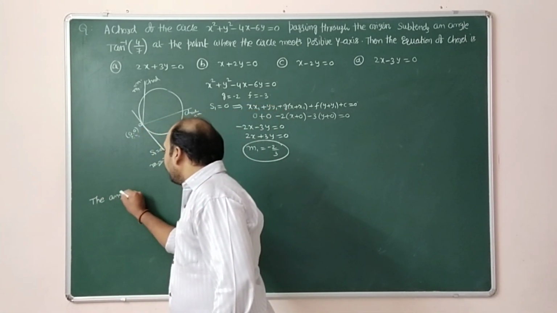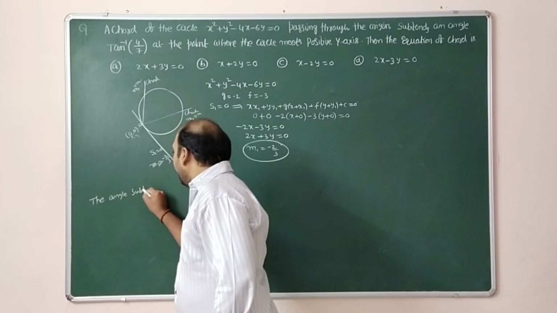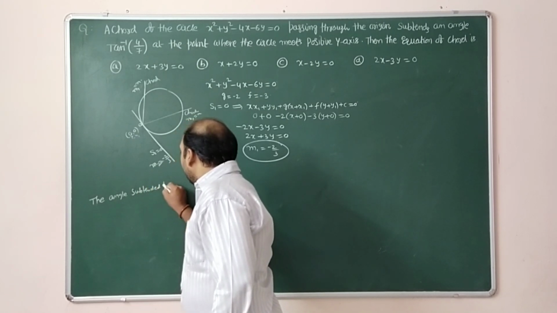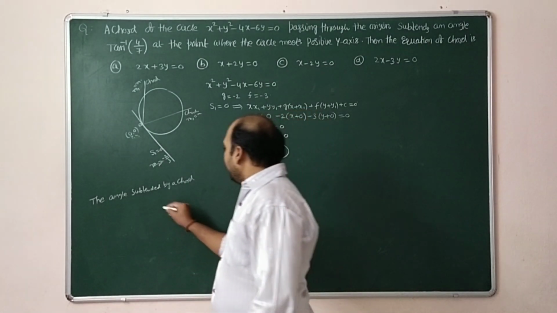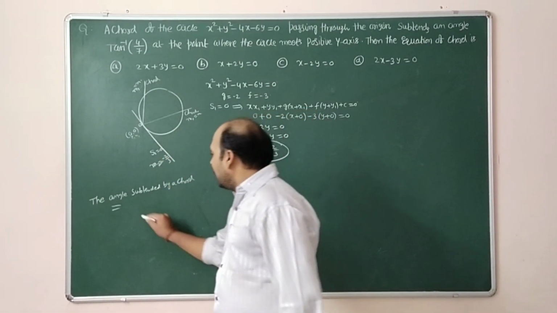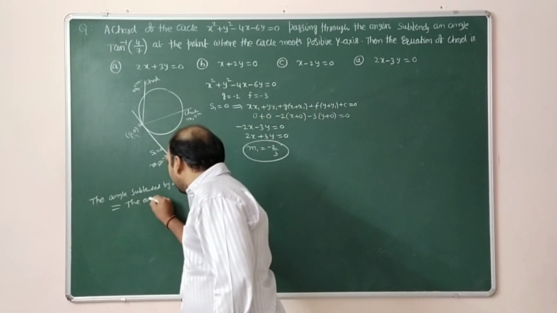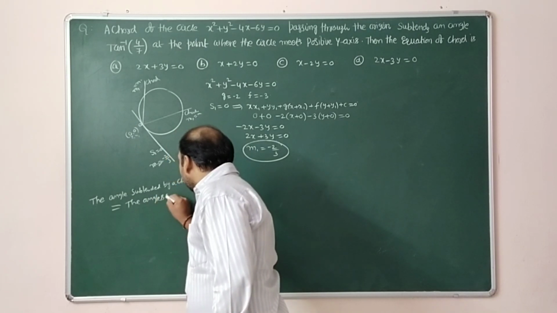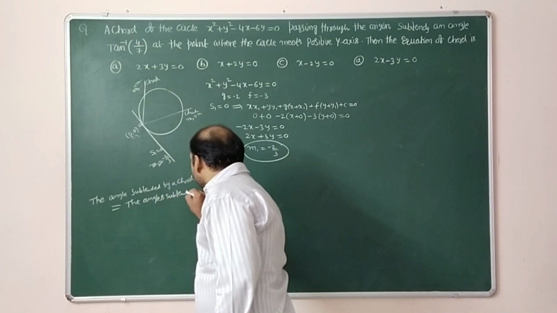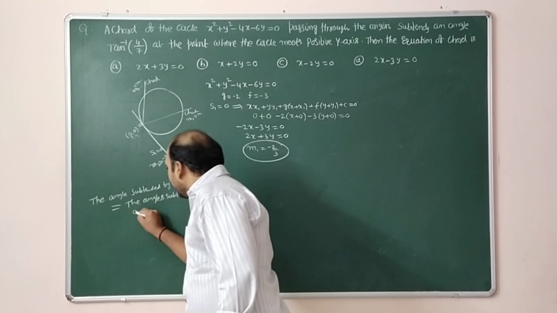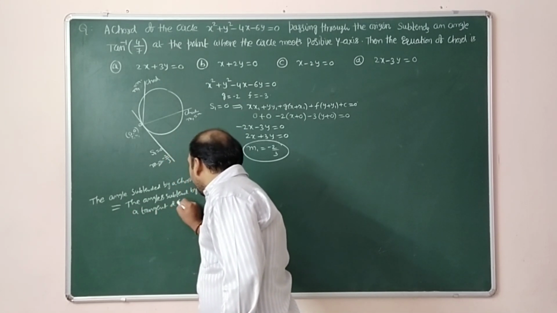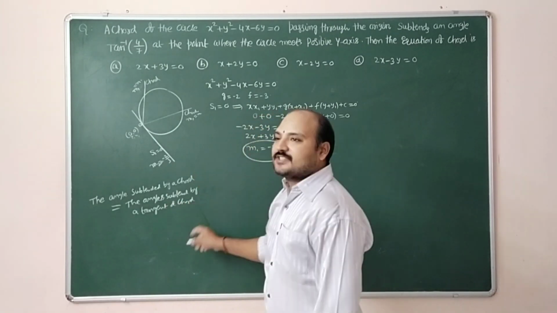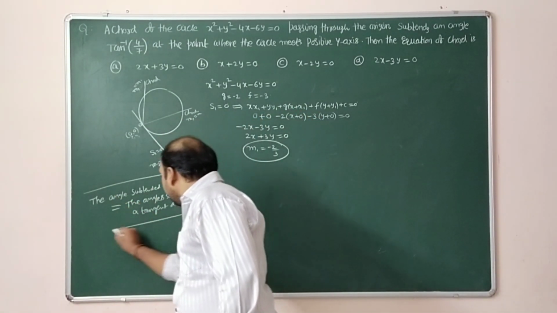The angle subtended by a chord is equal to the angle subtended by a tangent and chord. Tangent and chord, both are the same. This is a very important point.